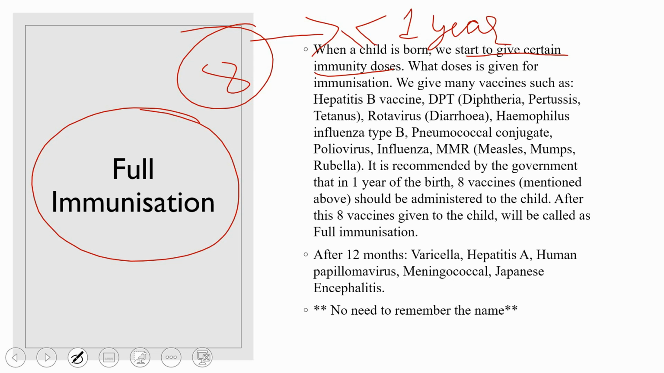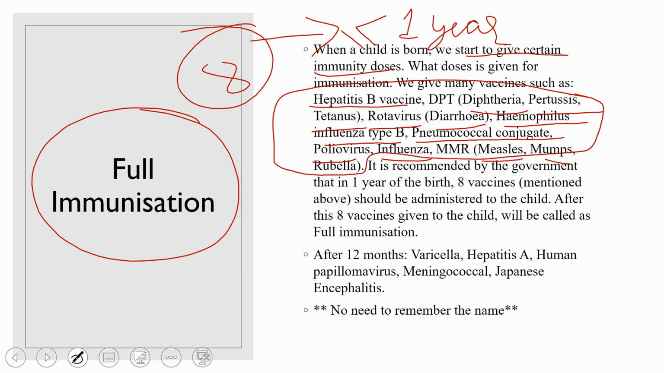Okay, so what are those vaccines? That is hepatitis B vaccine, DPT. So DPT includes your diphtheria, pertussis, and tetanus. Then rotavirus, that is your diarrhea. Then hemophilus influenza type B. Then pneumococcal conjugate. Then poliovirus. Then influenza. Then MMR, that is measles, mumps, and rubella. So these 8 vaccines are given against all these viruses and diseases.